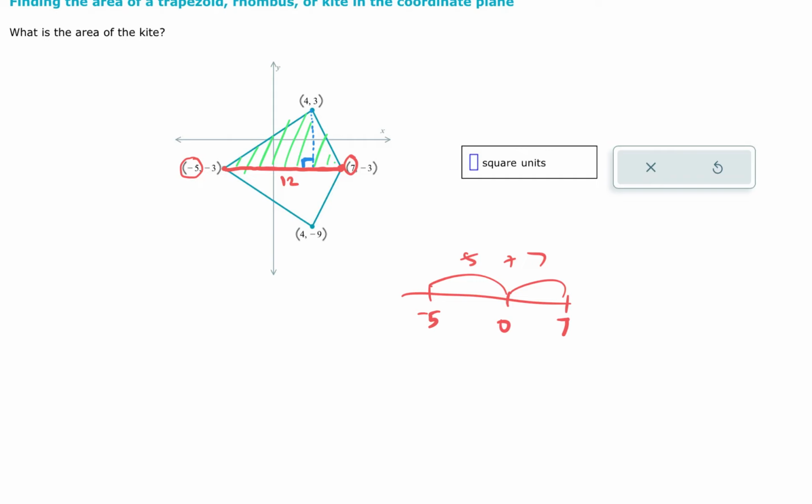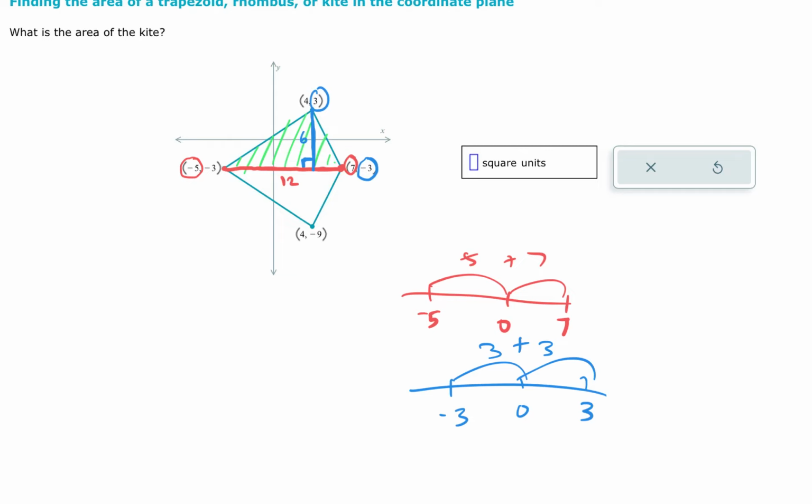The height part, this part right here, this blue part right here, it's perpendicular to the base. That's going to be, because that's up and down, the difference between the y values. This y value and this y value. So this time we're at the difference between -3 and +3. That's going to be 3 plus 3, which is 6.